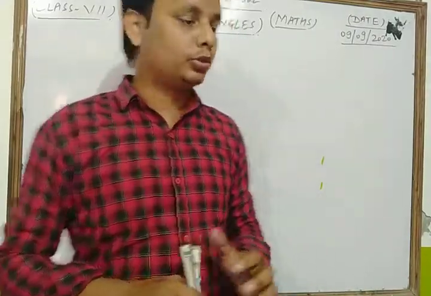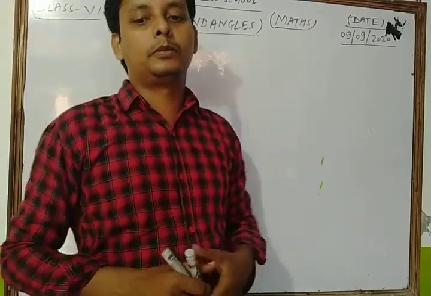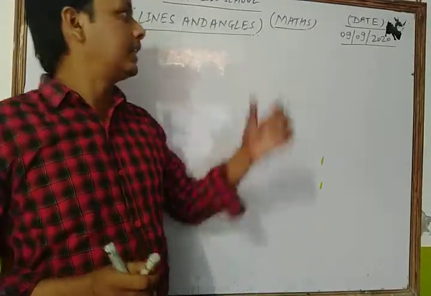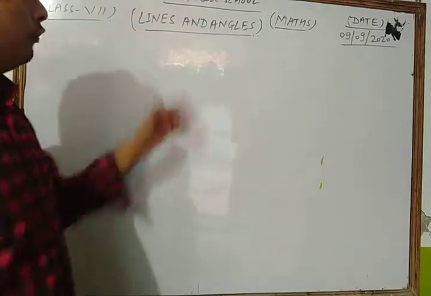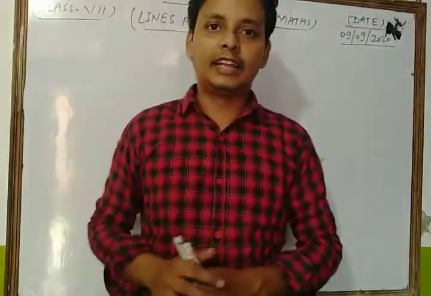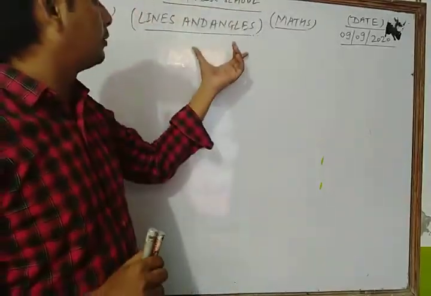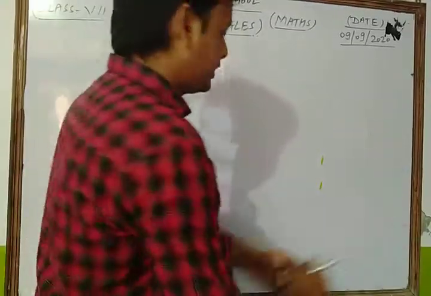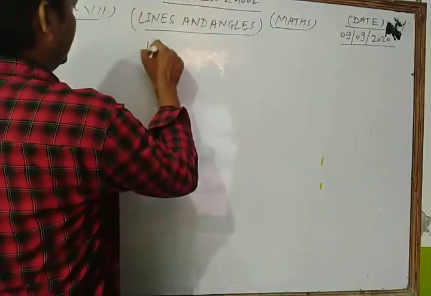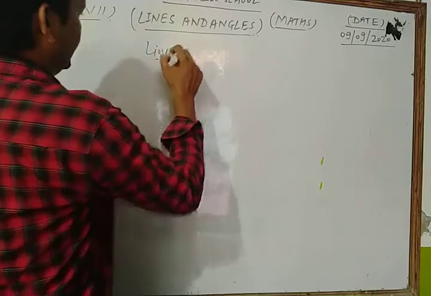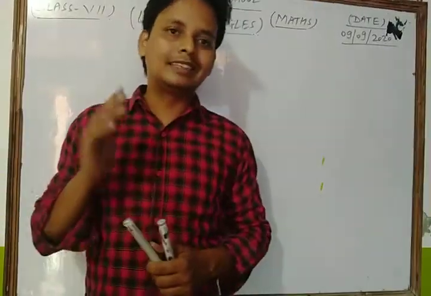Now today we are going to start chapter number 5, which is Lines and Angles. Dear students, this is one of the most important chapters. First, we discuss what lines are. In discussing lines, first of all, we discuss the line segment, ray, and line.